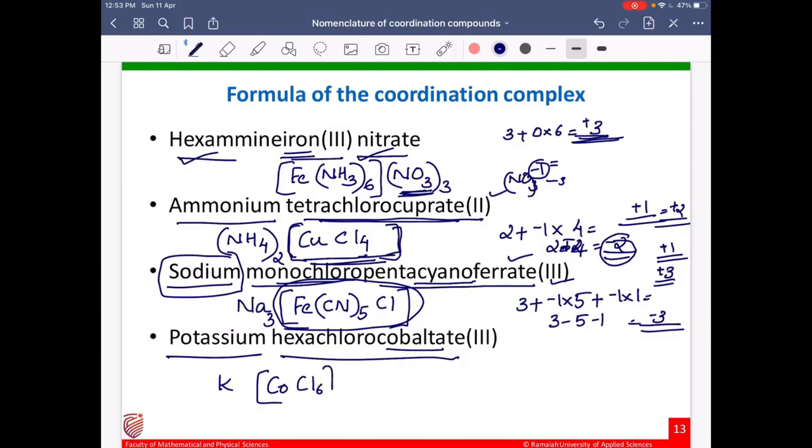Hexachloro means Cl6. It is not over yet. We have to find how many counter ions are present. For that we have to find the charge of this anion. Cobalt has a charge of 3, as given here. 3 plus (-1 × 6), because each chloro group has -1 charge. So 3 minus 6 is -3. In order to counteract this -3 charge of the complex ion, potassium should provide +3. But potassium has +1 for a single ion. So how many potassium ions are required? 3. So the formula will be K3[CoCl6].